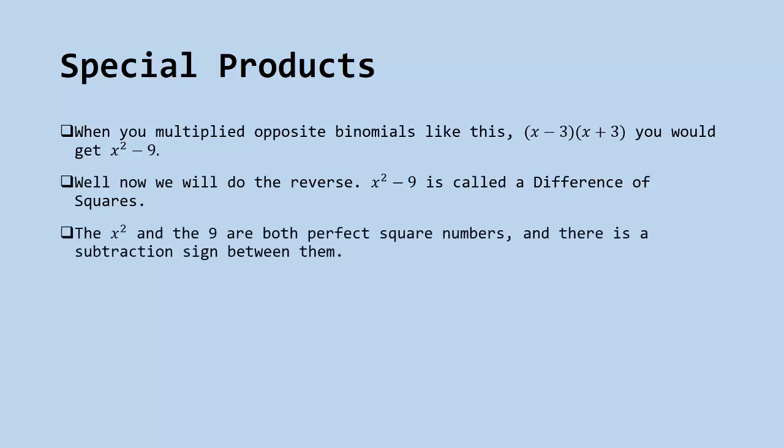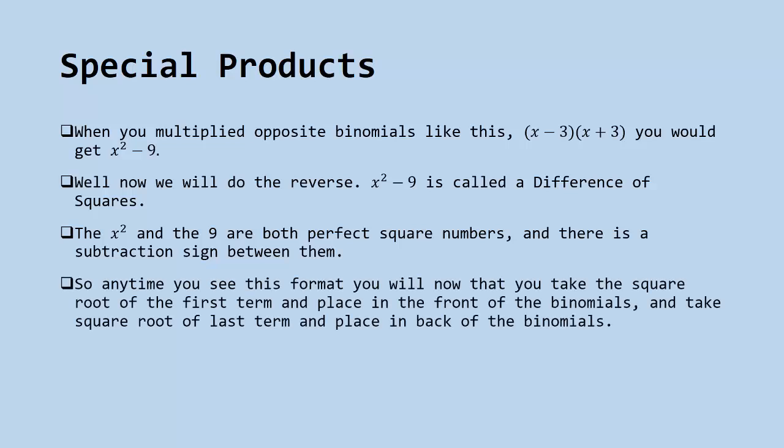Why is that? Because the x squared and the 9 are both perfect square numbers, and there is a subtraction sign between them, thus the term difference of squares, difference of two squares. So anytime you see this format, you will know that you take the square root of the first term and place it in the front of the binomials, and take the square root of the last term and place it in the back of the binomials.